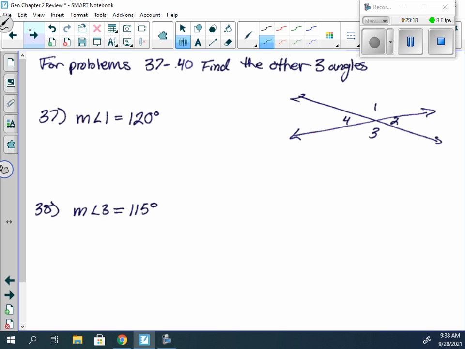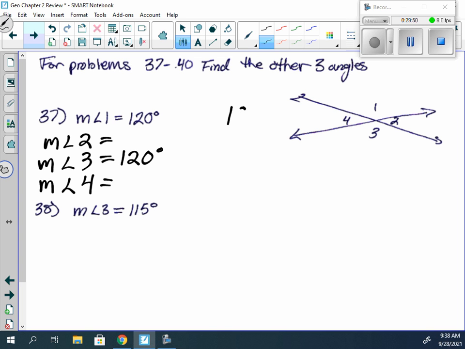Well, so we're trying to find the measure of angle 2, measure of angle 3, and the measure of angle 4. 1 and what other angle are vertical angles? 1 and 3, yes? So 3 is 120 degrees. Now 1 and 2, 1 and 4, 4 and 3, and 3 and 2 are all linear pairs, so they make a straight line, which means the angles add together to be 180. So I can take 180 and subtract 120 and get 60, so the other two angles are going to be 60 degrees.